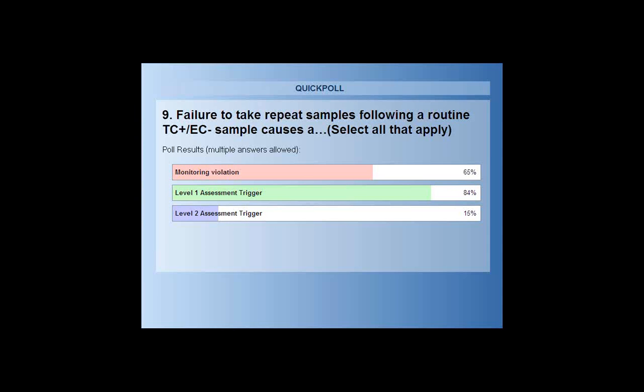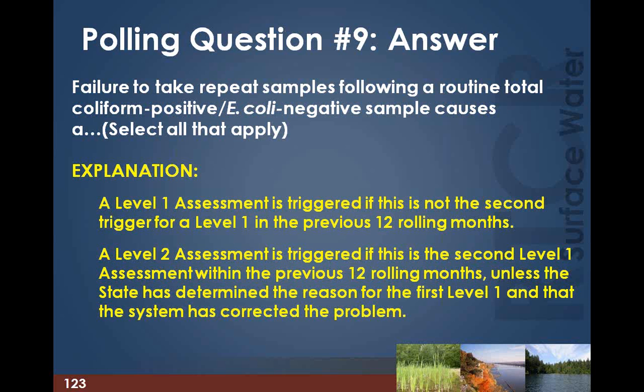So the actual answer is, let me close this poll and hide it, a level 1 assessment is triggered if there has not been a second level 1 trigger in the previous 12 rolling months. So you always need to check for that. A level 2 assessment is triggered if this is the second level 1 that has occurred within the previous 12 rolling months, with the caveat that unless the state has determined that the reason for the first level 1 is that the system has corrected the sanitary defects.